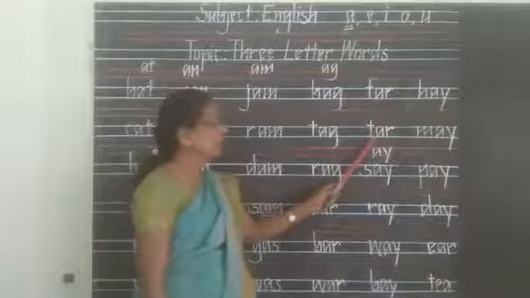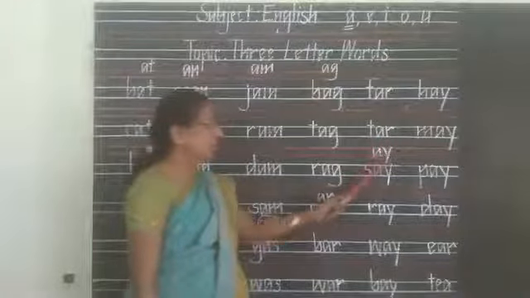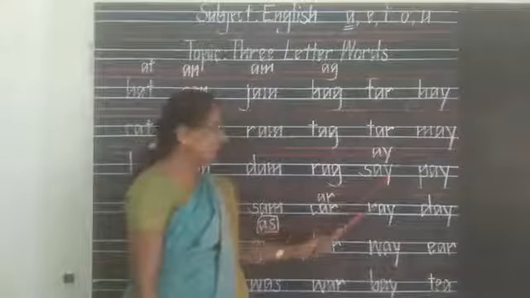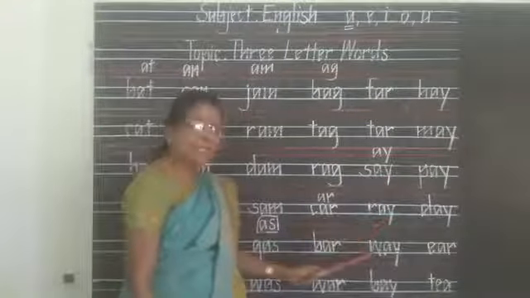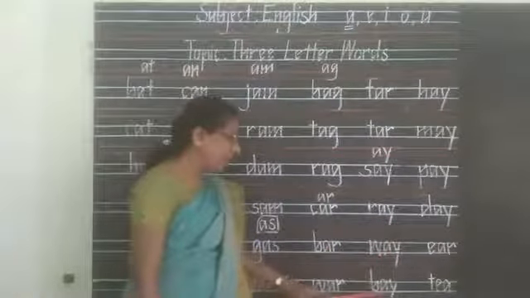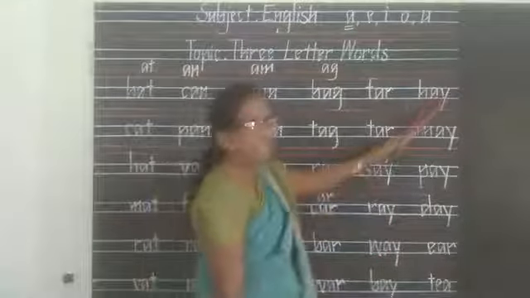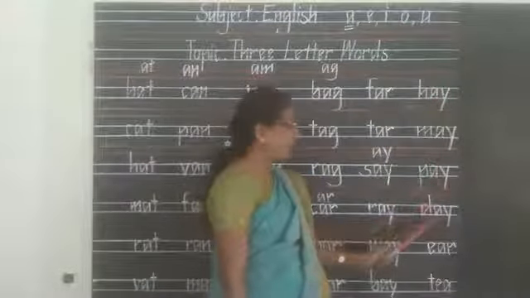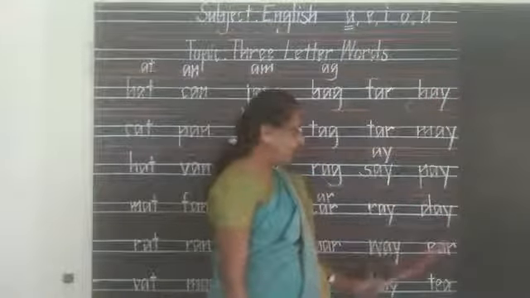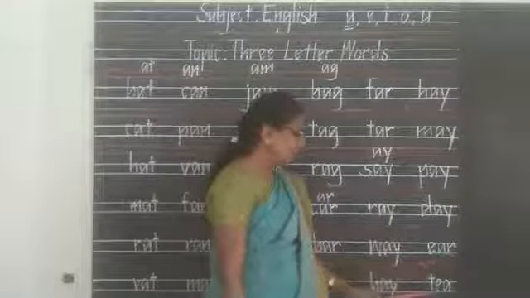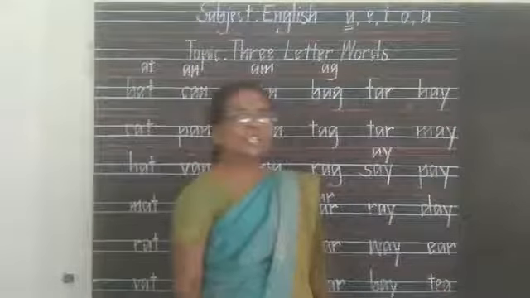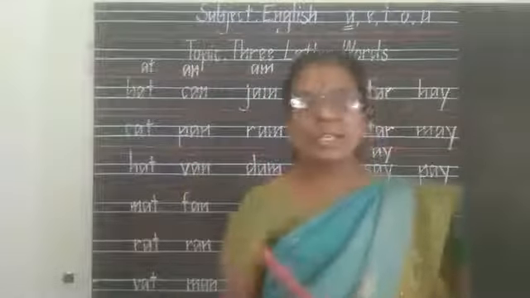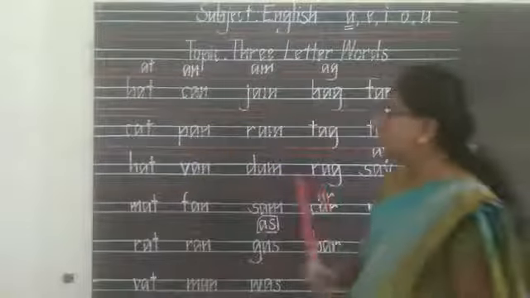F A R, far. T A R, tar. A Y group of words. S A Y, say. R A Y, ray. W A Y, way. B A Y, bay. H A Y, hay. M A Y, may. P A Y, pay. D A Y, day. E A R, ear. T E A T. Okay, children. With the help of vowel letter A, you will learn three letter words.